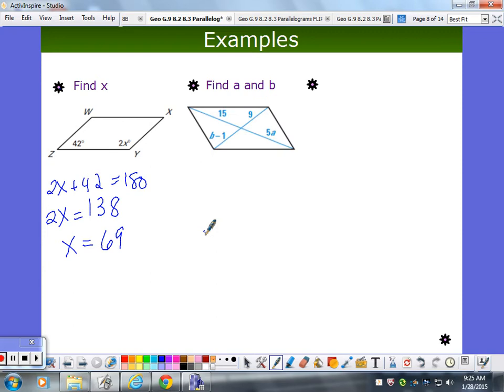Find a and b. These look like my diagonals. What they didn't tell us here is that this is a parallelogram, so I will tell you. This is a parallelogram. We kind of need to know that. And once I know that, that means that these diagonals bisect each other. So this piece is congruent to that piece. So 5a equals 15, which makes a equal to 3. And then this piece will be congruent to that piece. So b minus 1 equals 9. So b equals 10.